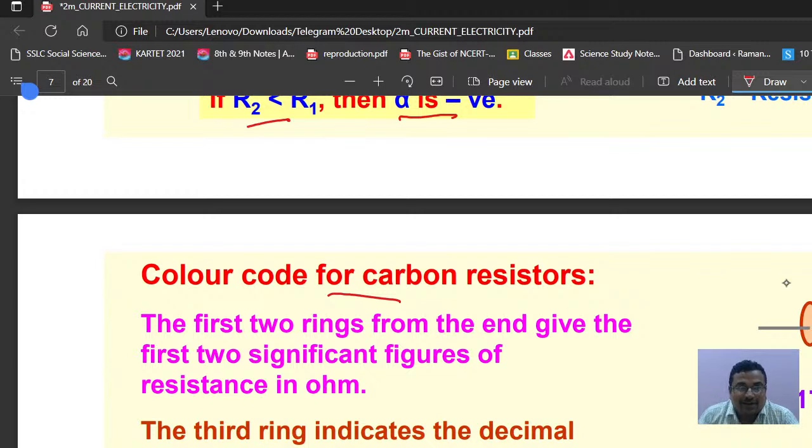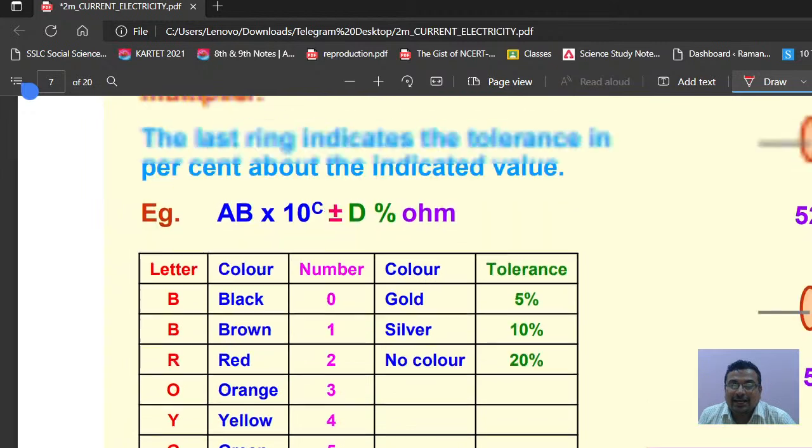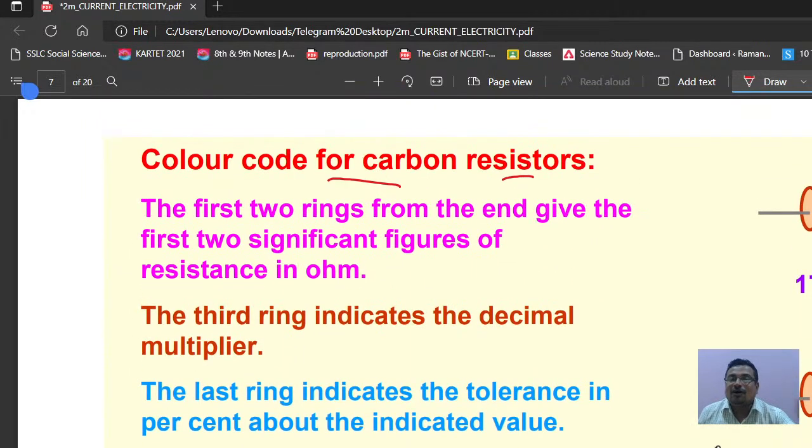But see here, my friends, this is the carbon resistor that has four colors. The first two colors tell about the number, maybe 1, 2, 3, any number. The third color tells about the multiplier of 10. The fourth color tells about tolerance, might be gold, silver or no color. So how can we find out the value of resistance?